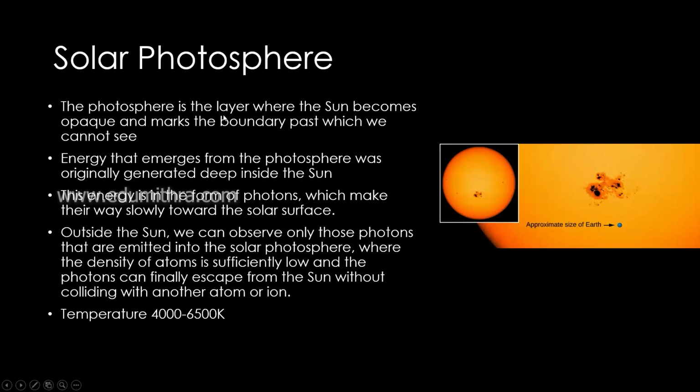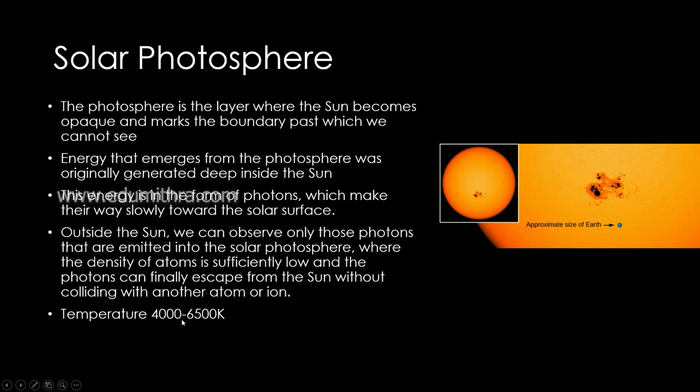This photosphere is the layer where the sun becomes opaque and marks the boundary past which we cannot see. In other words, looking from the earth, we cannot see inside the photosphere. Even if you zoom in, you cannot see past the photosphere. The energy that emerges from this photosphere is what comes to the earth.